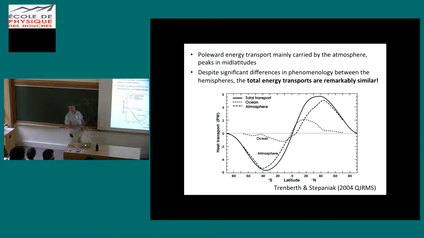And actually, the most amazing thing about this is from observations. I've shown you lots of differences between the northern and southern hemisphere. Jets are in different places. The strength of the jet is very different. Tapio showed some pretty big differences in temperature as well. But the remarkable thing is that within observational uncertainty, this peak value equals that peak value. So how can these two hemispheres that are so different have the same energy transport?